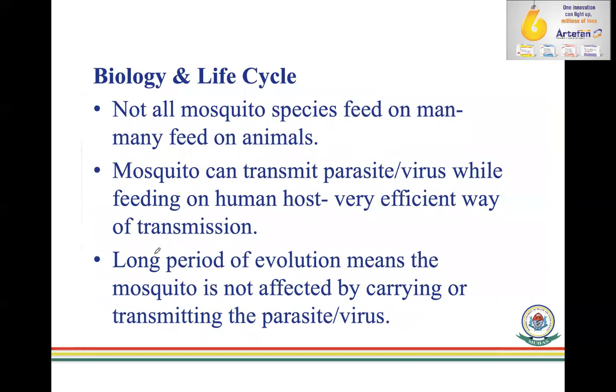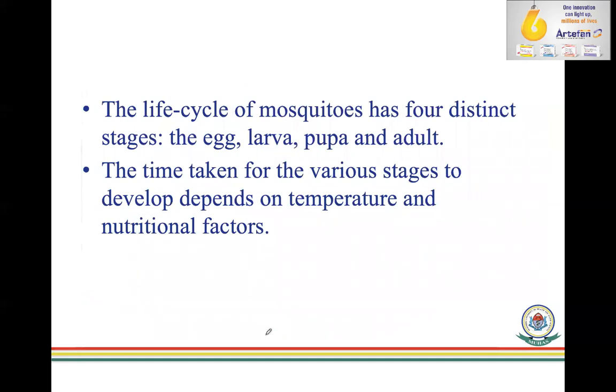Not all mosquito species feed on man, as I mentioned before, but mosquitoes can transmit these diseases. A long period of evolution means that mosquitoes are not affected by carrying or transmitting these parasites, because they're also known as vectors. They can transmit without being sick themselves. The life cycle of mosquitoes has these distinct stages that I've mentioned: the egg, larva, pupa, and adult. The time taken for various stages to develop depends on temperature and nutritional factors.